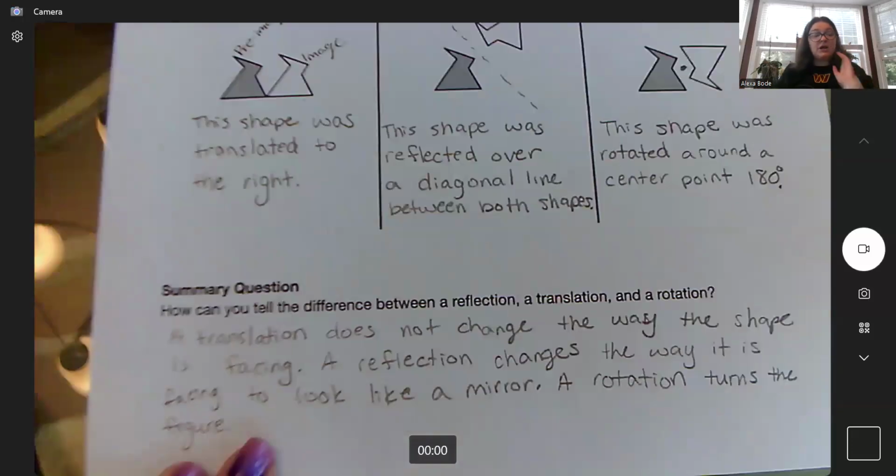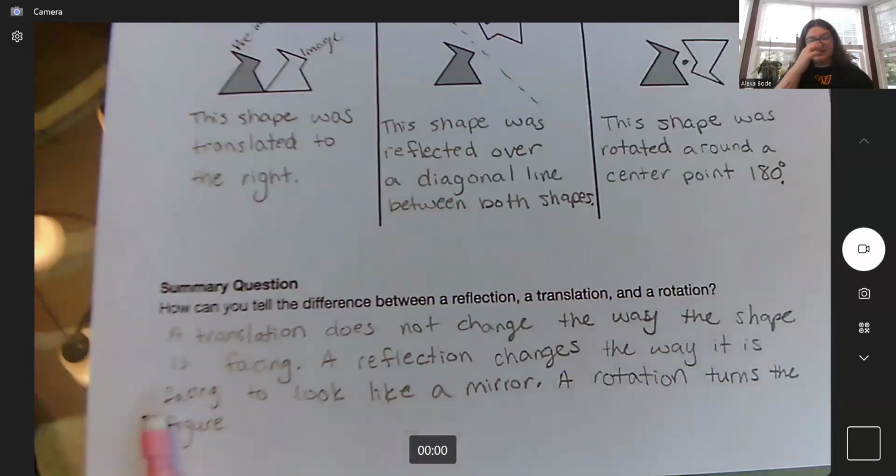So this is what we are going to talk about in class. We're going to do activities identifying the difference between reflections, rotations, translations. And if you have any questions before class begins about this video, please let me know during homeroom.